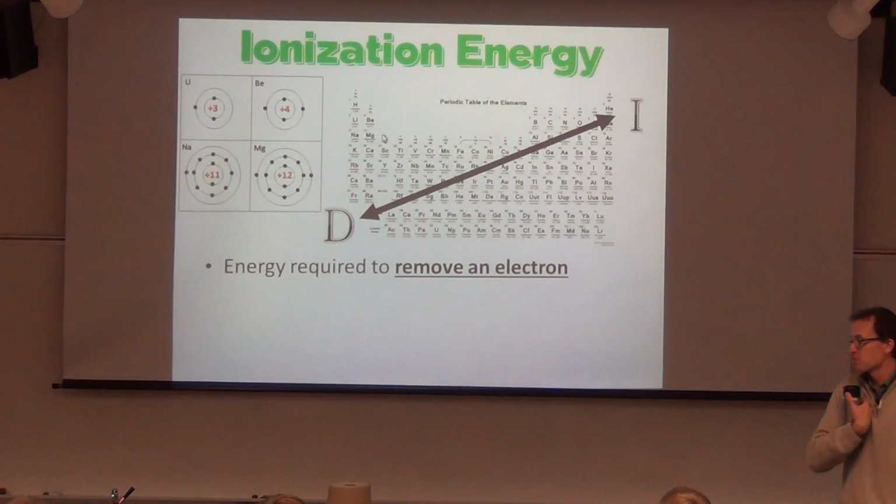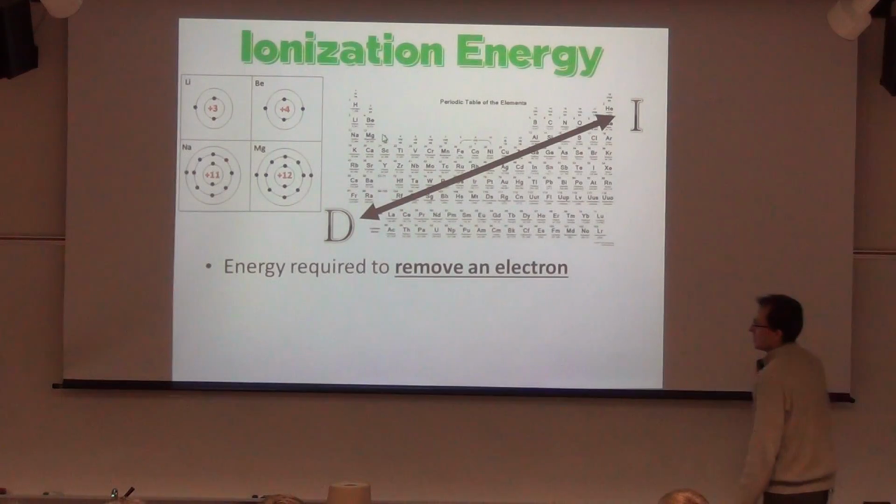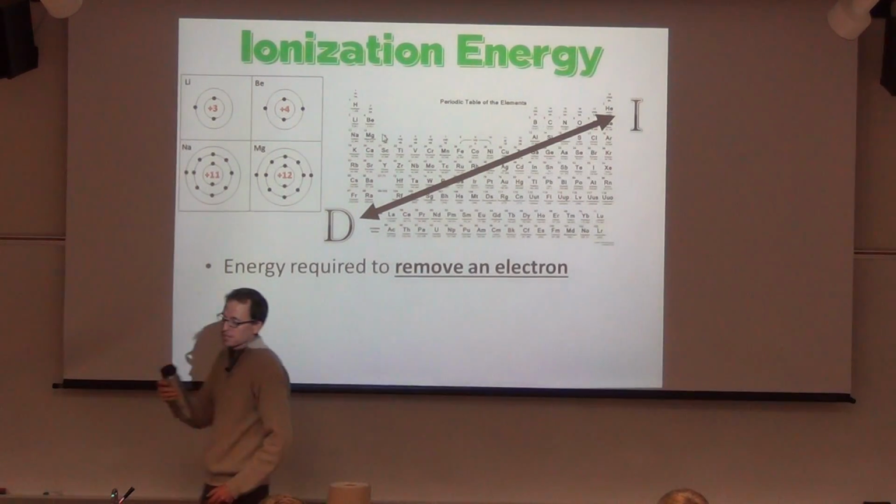And this is really important. This is why reactions happen or why they don't. It's about how difficult it is for the electron to be removed.